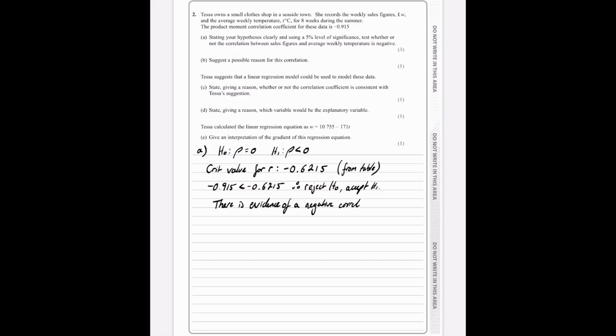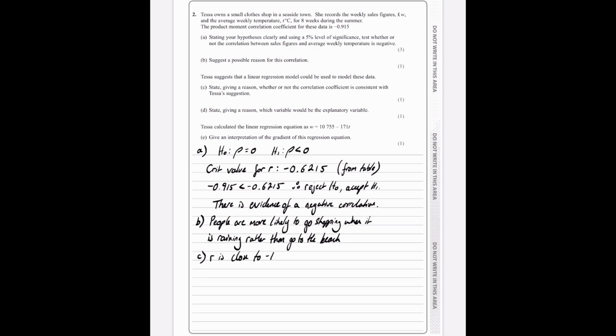Okay, for B, possible reasons for this. I think if the sun is shining at a seaside town, people are more likely to head for the beach, whereas if the rain comes, then they're probably going to head indoors to somewhere like a shop, and therefore more likely to do some shopping. That's my suggestion as to why that might be the case.